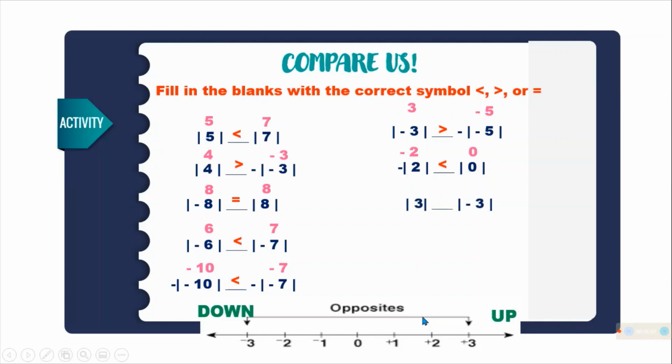Then the absolute value of positive 3 is 3. And the absolute value of negative 3 is also 3. So the answer is equal. Next, since may negative naman sa labas, so ang sagot natin is negative. So absolute value of 6 is negative 6. Then absolute value of negative 5 is 5. Mas mataas yung positive kaysa sa negative.